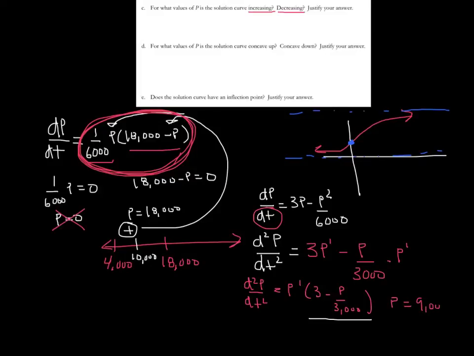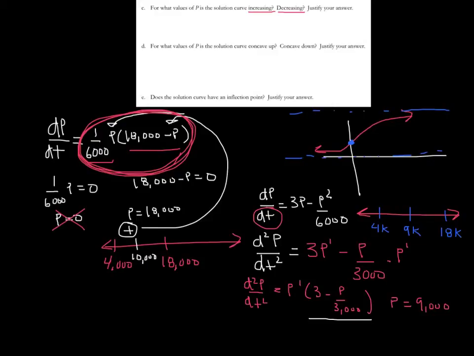So that is the only inflection point. Now we're going to make a new number line, and on this number line we are going to put 4,000, so we'll say 4k. We'll put the inflection point 9k, and we'll put our maximum value 18k, and we're going to plug numbers into our second derivative. All right, so let's say we plug in 6k.